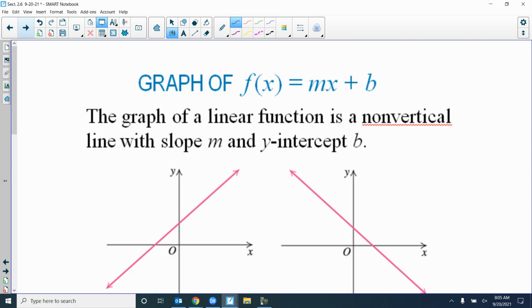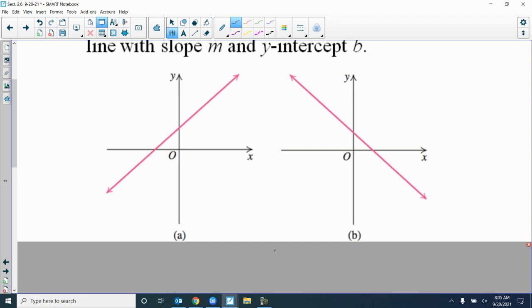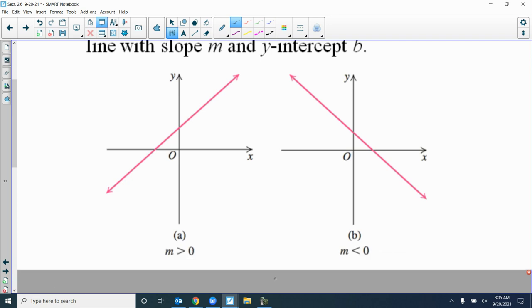All right. The graph of a linear function is a non-vertical line with slope m and y-intercept b. Because we're calling it a function, it cannot be vertical. Because if it was a vertical line, it would fail the vertical line test. It would not be a function. All right, just a couple of things here. If your slope is positive, and so you got your 4 little axes, that means it's going to go uphill. If your slope is negative, okay, m is less than 0, it's going to go downhill.